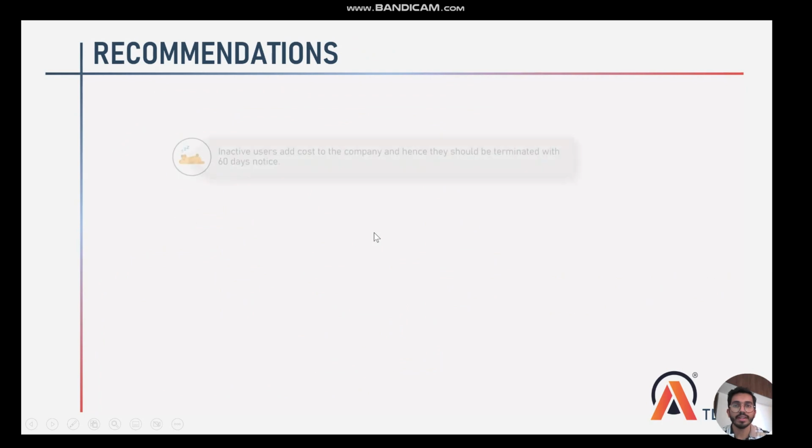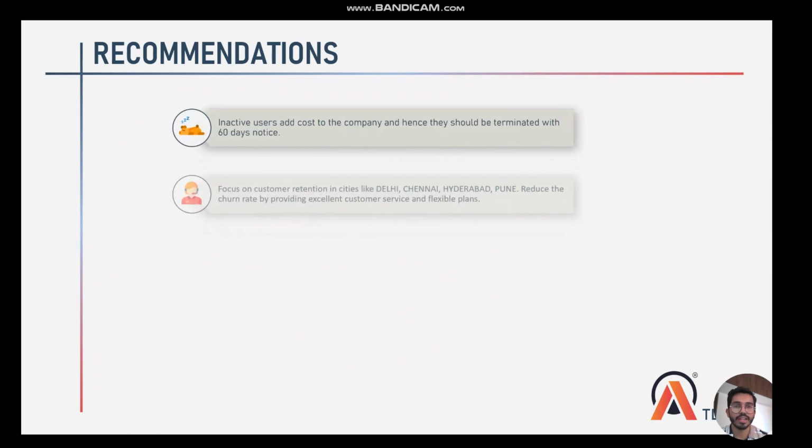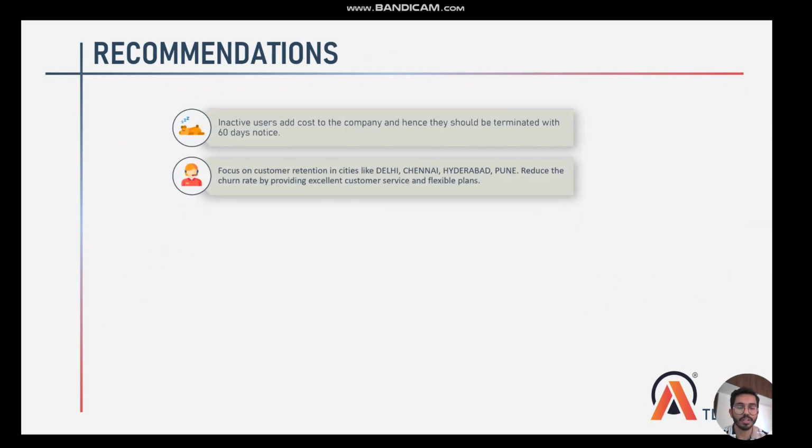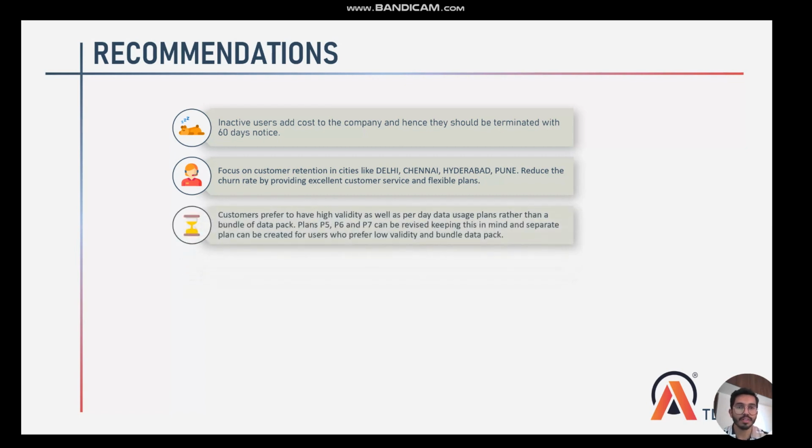So as I said again, Delhi, Chennai, Hyderabad, Pune are those cities where the customer retention would be very important. A churn report could be generated for these cities, and excellent service and flexible plans should be provided to these cities as well, to make sure that these customers are staying with the telecom provider.